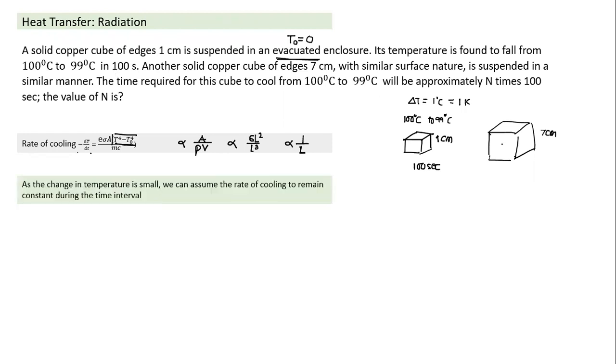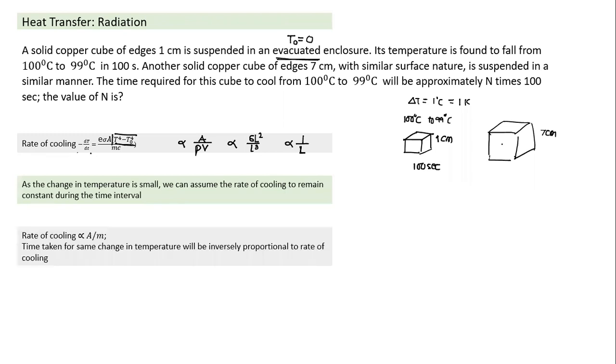As the change in temperature is small, we can assume the rate of cooling to remain constant during the time interval. Rate of cooling is proportional to A by M, and time taken will be inversely proportional to rate of cooling. So the rate of cooling will become 1/7 times, and the time taken will be 7 times more. If it has taken 100 seconds, that will take 700 seconds.